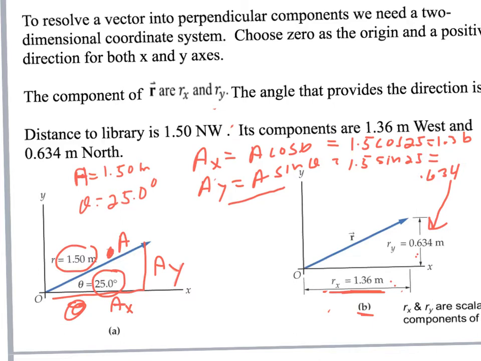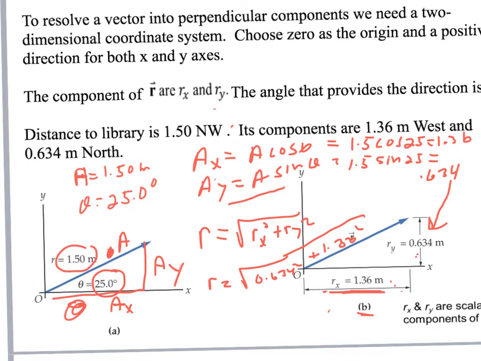So the way we want to do that, to figure out if r equals 1.5, we would use our Pythagorean theorem. So r equals the square root of r sub x squared plus r sub y squared. So our value over here, r equals the 0.634 squared plus our 1.36 squared, and then we take the square root of that. So when we take 0.634 and square that, we get 0.4019.